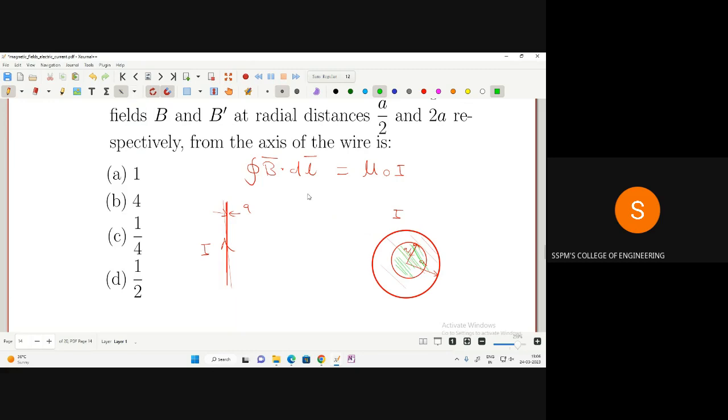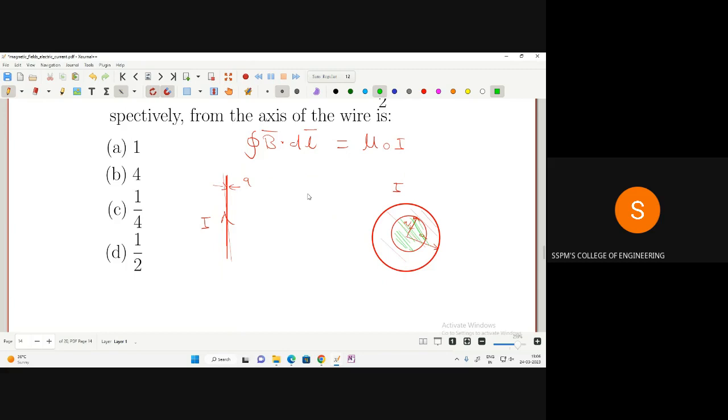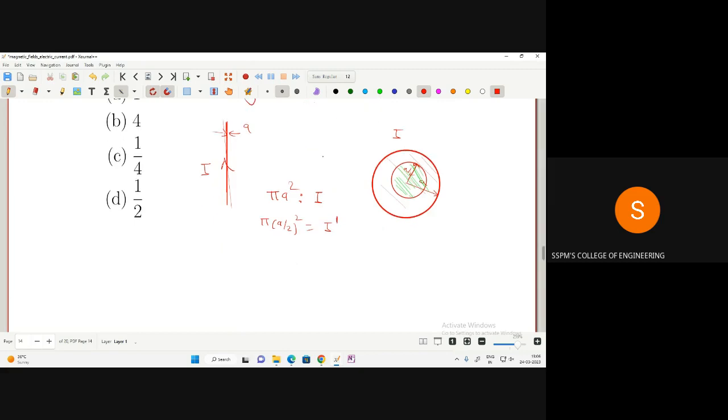तर याच्यात प्रोपोर्शनेट मेथड यूज करायची. हे बघा, पाय a स्क्वेअर मधून किती करंट फ्लो होतो? I फ्लो होतो. तर पाय (a/2) स्क्वेअर मधून किती करंट फ्लो होणार तो काढायचा. पाय (a/2) स्क्वेअर मधून I प्राइम करंट फ्लो होणार. क्रॉस मल्टिप्लिकेशन करा तर तुम्हाला I प्राइम किती मिळतो बघा. I प्राइम इज इक्वल टू I मल्टीप्लाय बाय पाय a स्क्वेअर डिवायडेड बाय 4 डिवायडेड बाय पाय a स्क्वेअर, म्हणजे किती फ्लो होणार? I/4 फ्लो होणार.